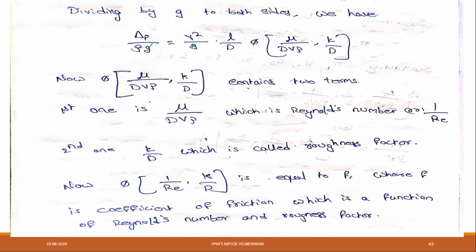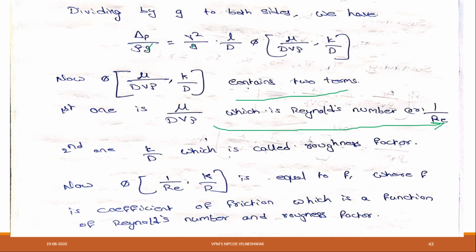Now phi of mu divided by d v rho and k divided by D contains two terms. How many terms are we having? Two terms. The first one is mu divided by d v rho. This is nothing but the Reynolds number. If you see from fluid mechanics 2 in experiments, you heard about this one, that mu divided by d v rho is the Reynolds number, that is Re. And the second one, k by D, is nothing but the roughness factor.